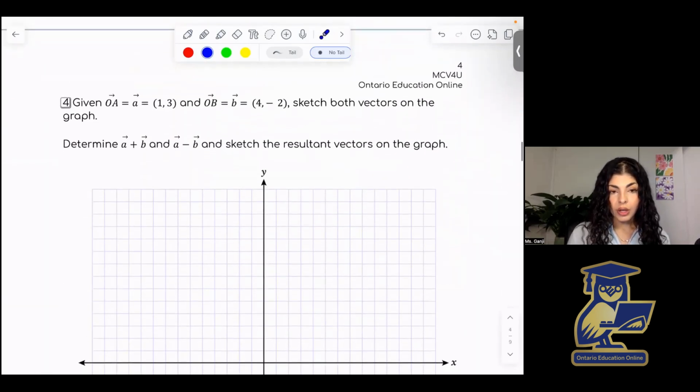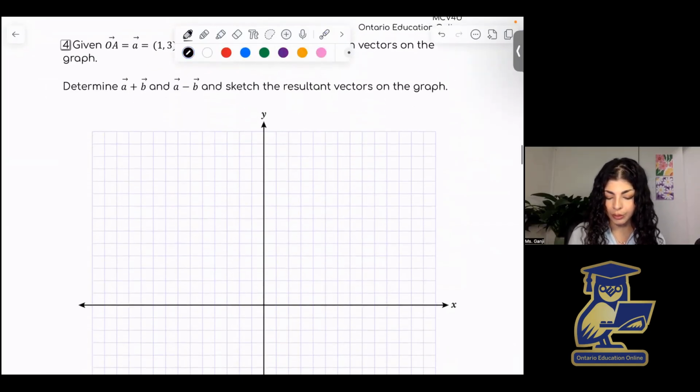So let's start here. We have the two vectors OA, or just A, given by its components 1, 3, and the vector OB, or B, given by 4, -2. And we're asked to sketch both vectors on the graph. So let's start with sketching both of those.